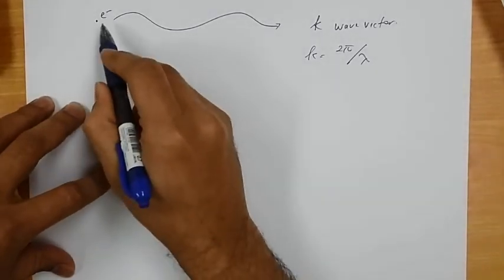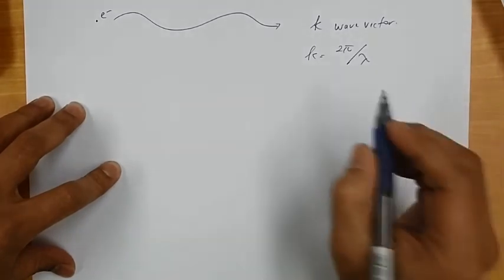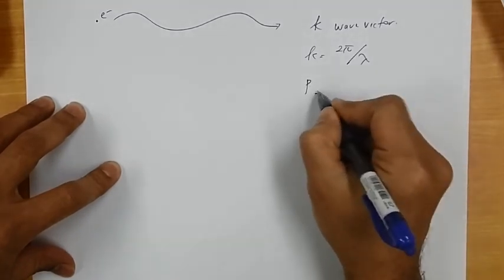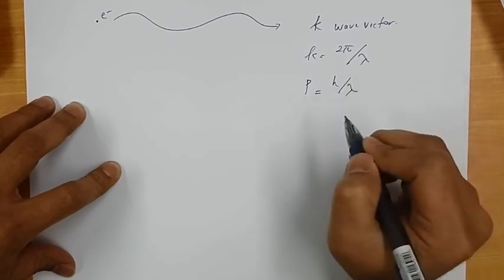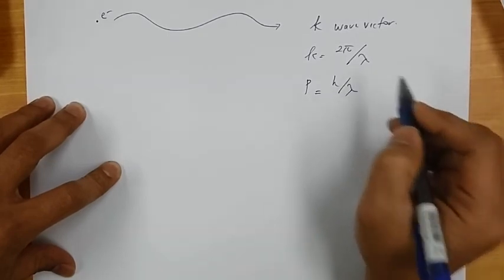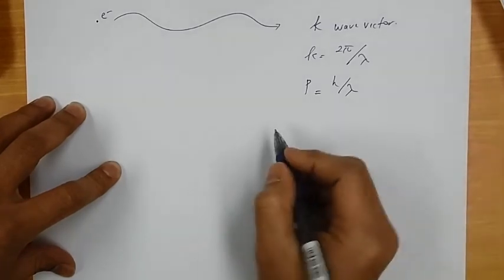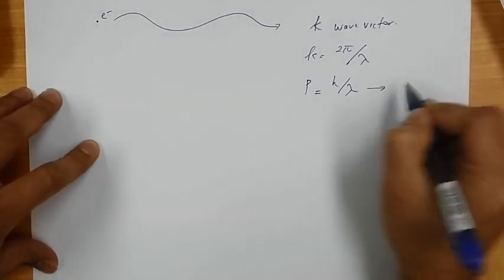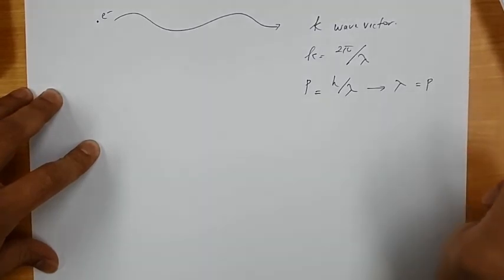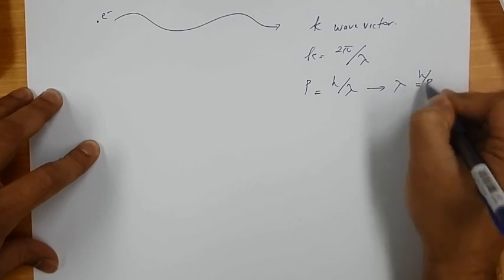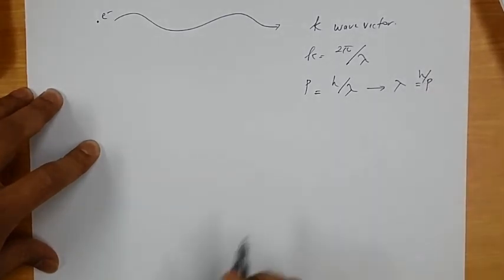So if an electron moves at a certain speed, it will have a momentum p, which, according to de Broglie, is the Planck constant over the wavelength. Then I can describe λ as h, the Planck constant, over p.